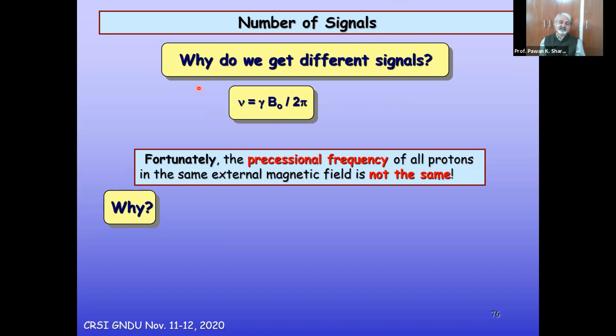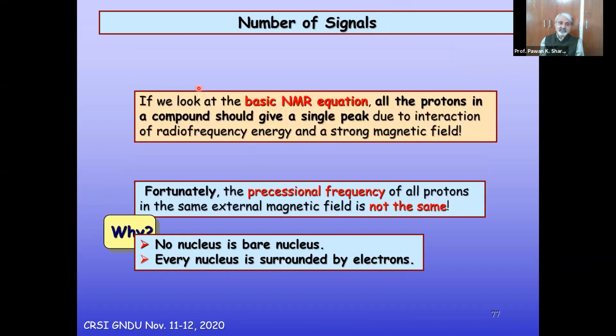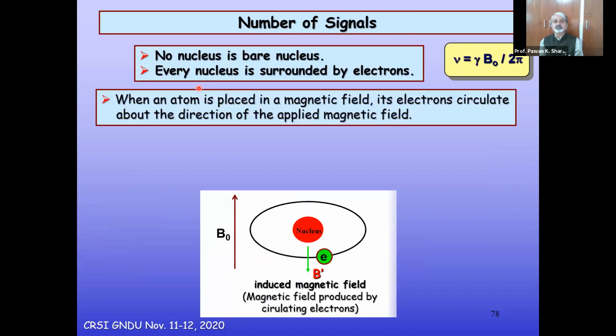Because what we have done, we are only talking about nucleus as if the nucleus is in isolation. But you know the nucleus is not in isolation. No nucleus is a bare nucleus. कोई nucleus अकेला नहीं रहता. No nucleus is a bare nucleus. And every nucleus is surrounded by electrons. And electrons are also charged. And we did not take into account the impact of electrons on our Larmor frequency.